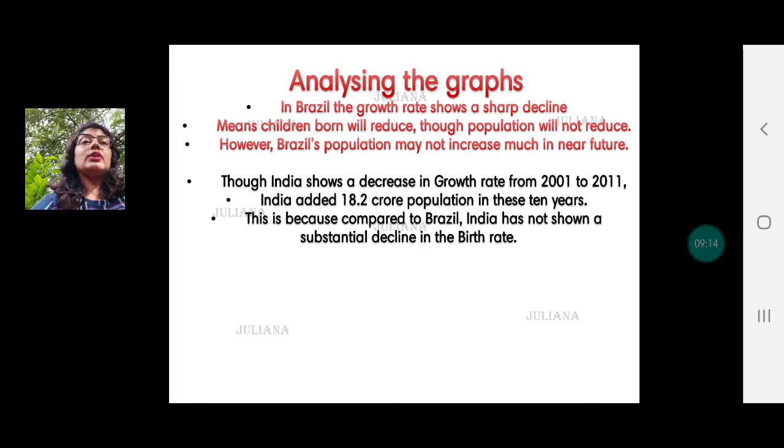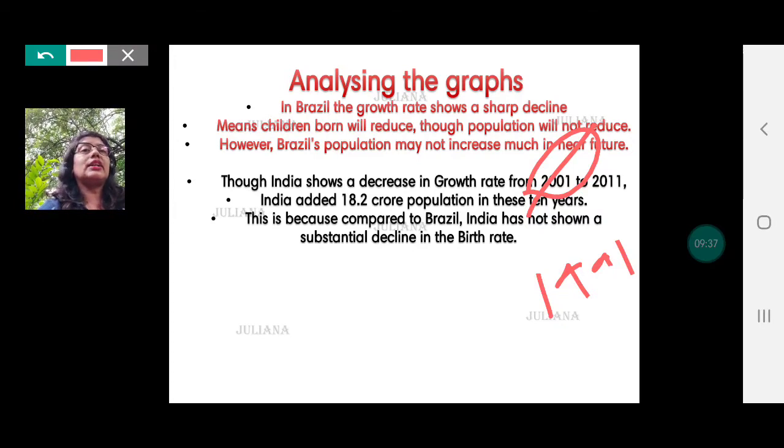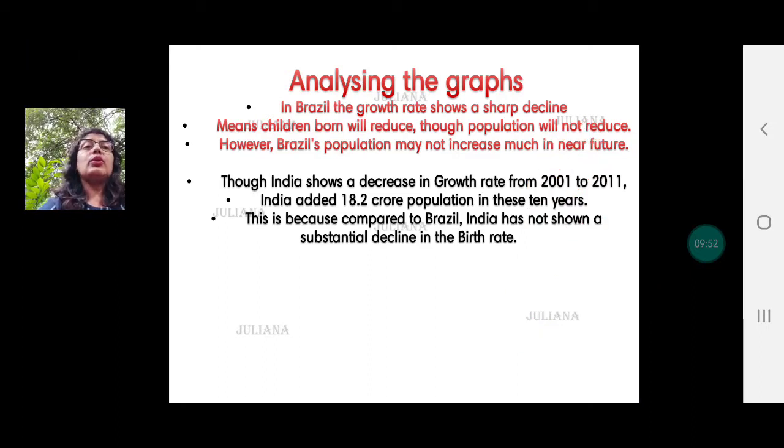On the other hand, though India shows a decrease in the growth rate from 1991, this should be 1991, not 2001, India added 18.2 crore population already. This is because compared to Brazil, India has not shown a substantial decline in the birth rate. It's not substantial. Though India's birth rate has been declining from 1991, and from 2001 you can say it's declining quite steadily, it's not substantial enough to show any difference in the total population.